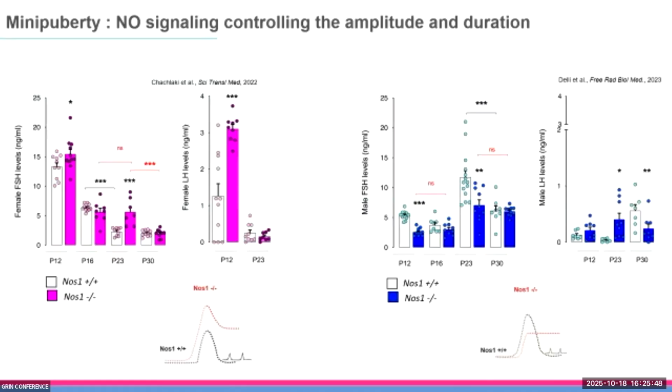And apart from this exacerbation, we also have a longer duration of the activation of the axis, which normally in mice is supposed to shut down in the 2nd week of life for the females and around P30 for the males. So you can see that in both situations we have alterations of both the amplitude of mini-puberty, but also the duration of mini-puberty, meaning that nitric oxide is important for controlling this strict window of developmental maturation.